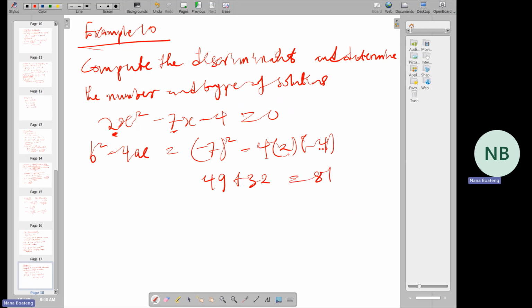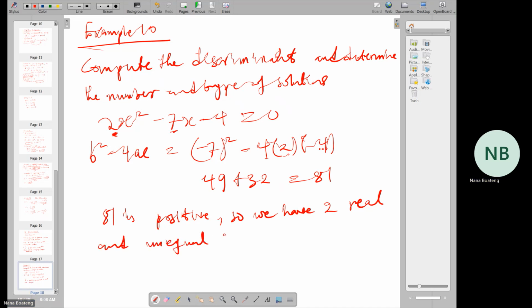And since 81 is positive, we can say that we have two real and unequal solutions. Two real rational solutions.